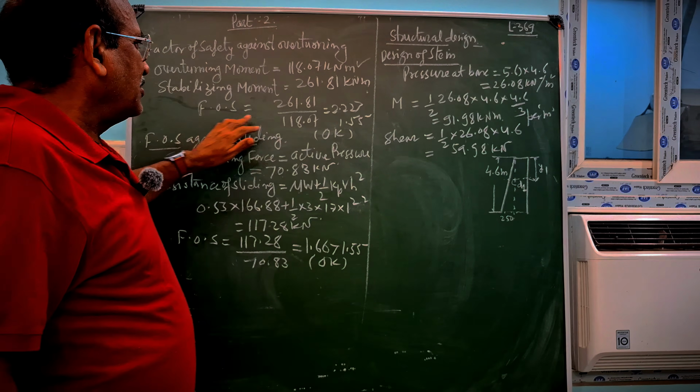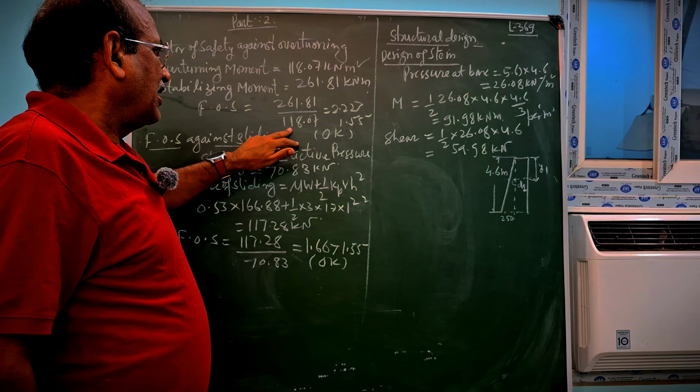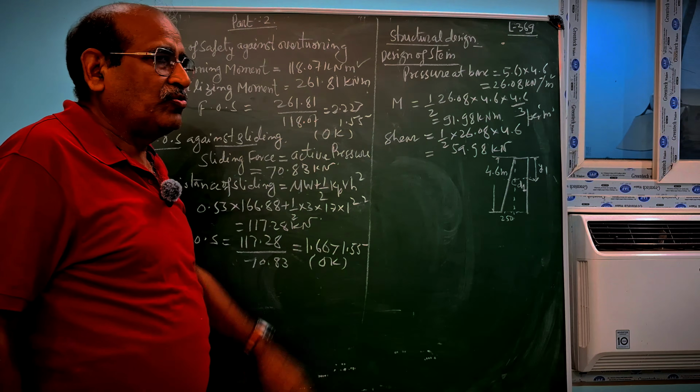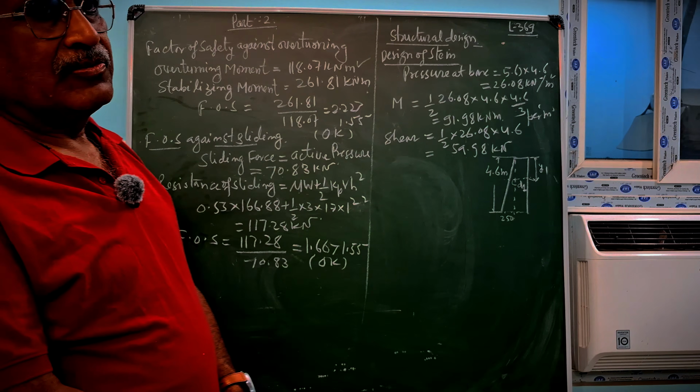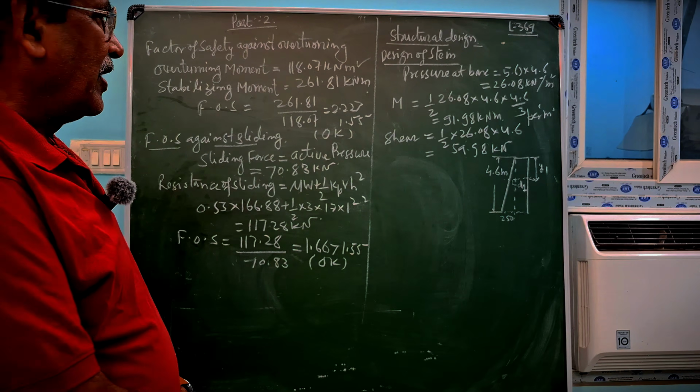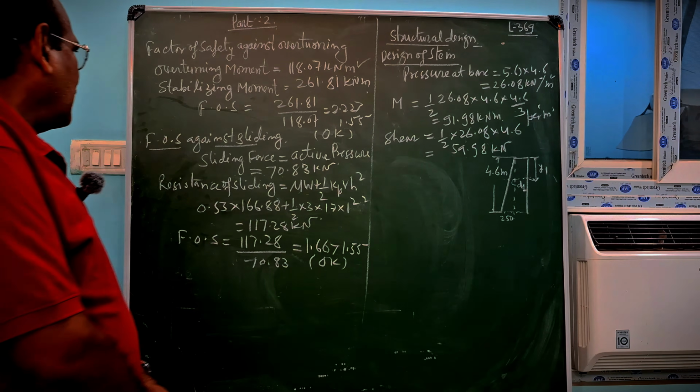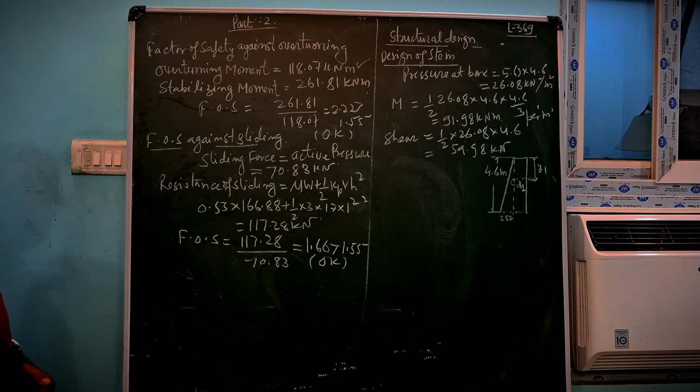So the factor of safety is 261.81 divided by 118.07. This is coming 2.22, which is greater than 1.55, which is required. So this is okay. Now you can calculate the factor of safety against sliding.